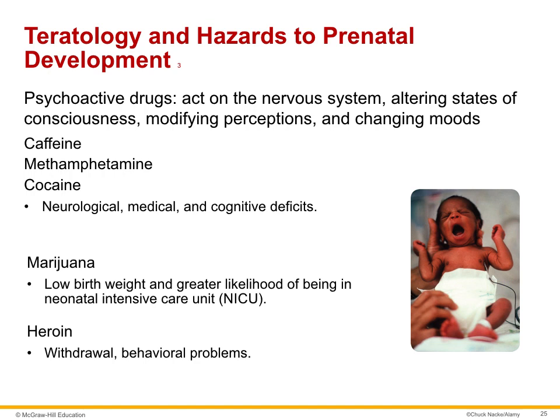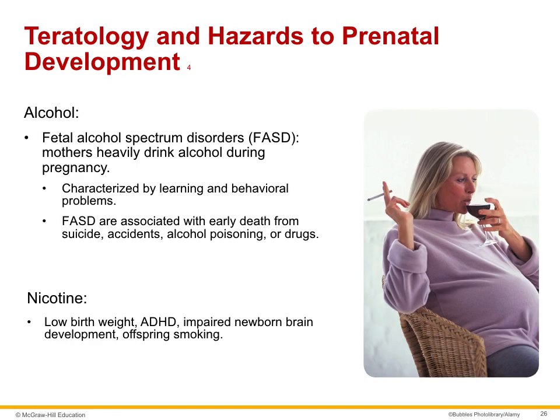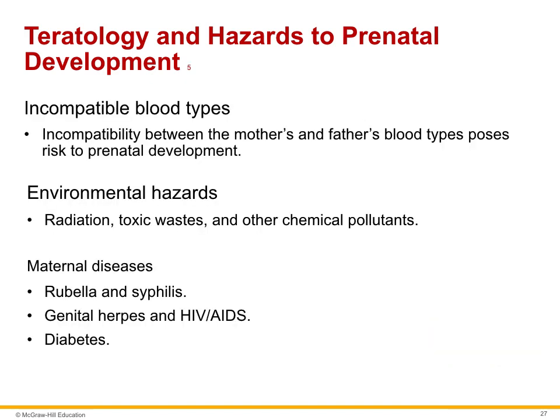Caffeine, of course, cocaine and marijuana and heroin can cause huge effects in the life of a child if they are used while the mother is pregnant. Of course, alcohol and nicotine. Try to avoid both when a woman is pregnant. And then it goes a little bit more into those incompatible blood types between the mother and the father. That can happen. Environmental hazards, radiation, toxic waste, and other chemical pollutants.